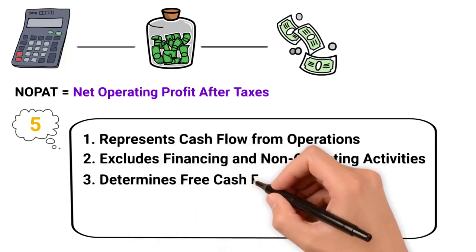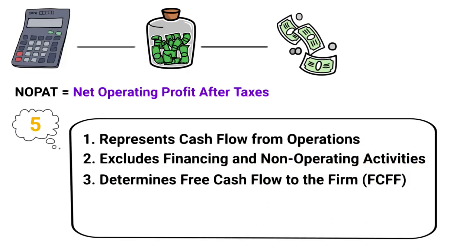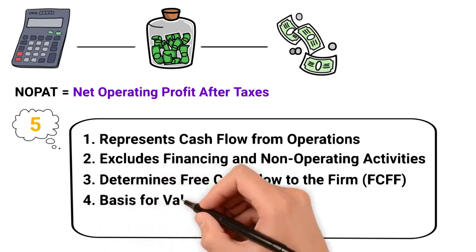Number three, it determines free cash flow to the firm. NOPAT is a crucial component in calculating free cash flow to the firm, representing the cash flow available to all investors, both equity and debt. FCFF, or free cash flow to the firm, is the basis for discounting future cash flows to determine the company's value.